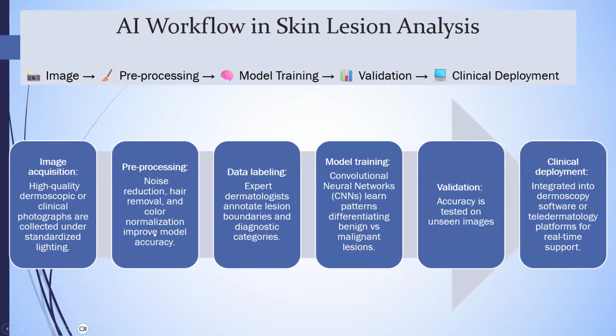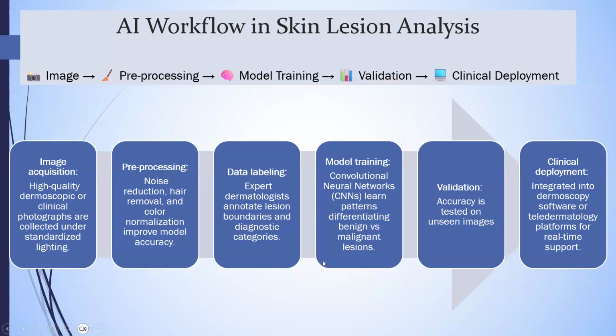So based on the color, the age of the patient, the skin color, the hair, everything, you have to do some pre-processing so that the accuracy improves. And then expert dermatologists, both the technical experts and the clinical experts, have to sit together. They have to annotate lesion boundaries and diagnostic categories. This data labeling needs expertise from both ends.